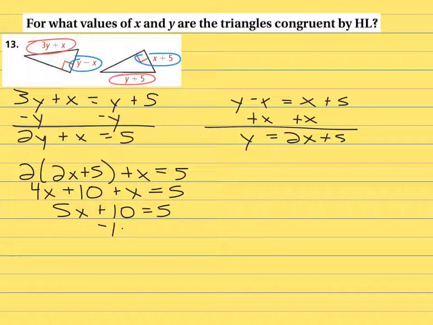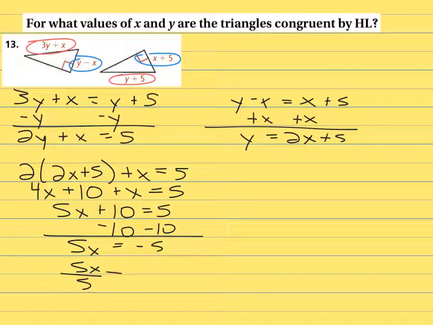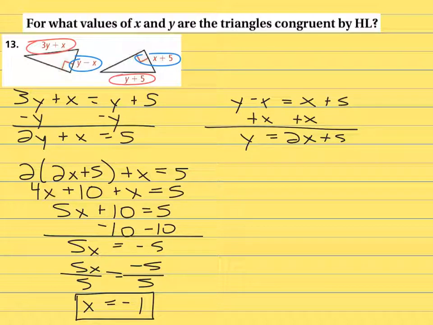If we subtract away 10 from both sides, we get 5x equals negative 5. Dividing by 5 on both sides, we find that x equals negative 1. Interesting. Because now that we know that, we can go back to the other equation and replace x with what it's equal to. Typically, you go back to the original equation. So I could say y minus x equals x plus 5.